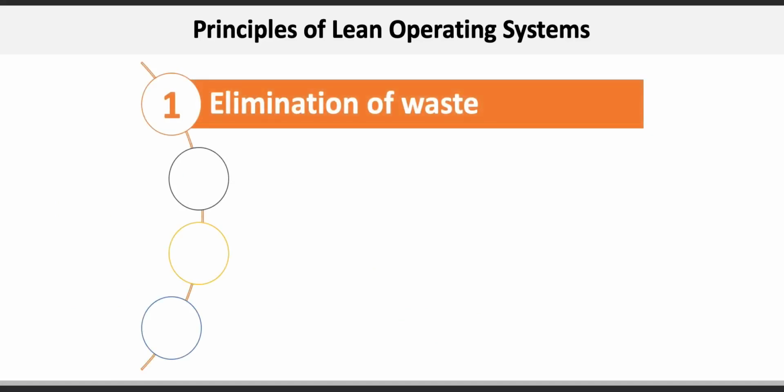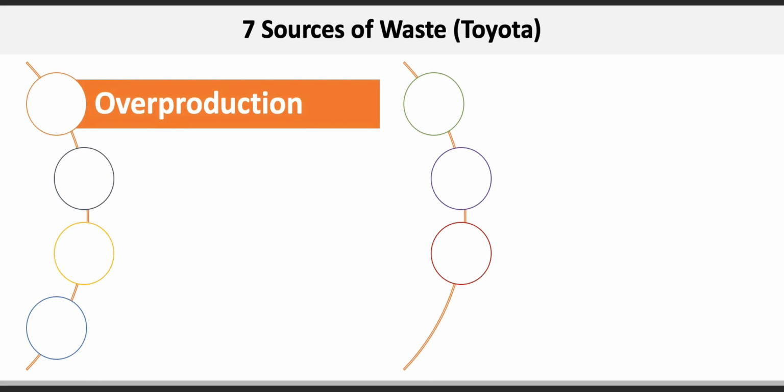First, there's elimination of waste. Now, any activity, material, or operation that does not add value in an organization is considered waste. Toyota has identified 7 major categories of waste, which include overproduction. Overproduction ties up production facilities, and the resulting excess inventory simply sits idle.